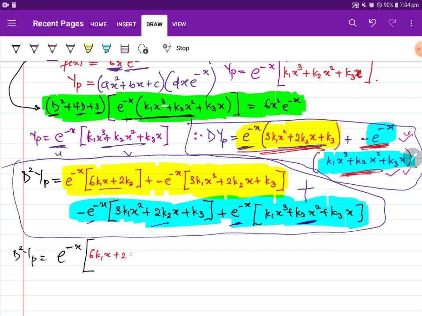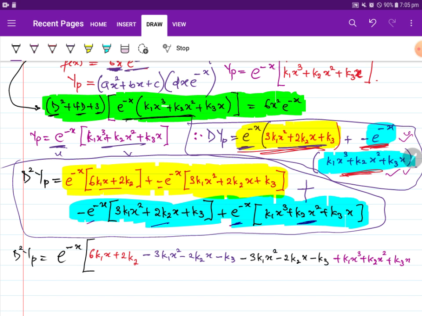So if exponential minus x is common, then I have this first one to be 6k1x plus 2k2. This minus will affect these ones here, so let me use the underpin. That's minus 3k1x squared minus 2k2x minus k3. For this one here, there's a minus, and when we factorized, we did not factorize the minus out. So the minus will affect it, which is minus 3k1x square minus 2k2x minus k3. And then for the last one, it is positive. So that will be plus k1x cube plus k2x square plus k3x.